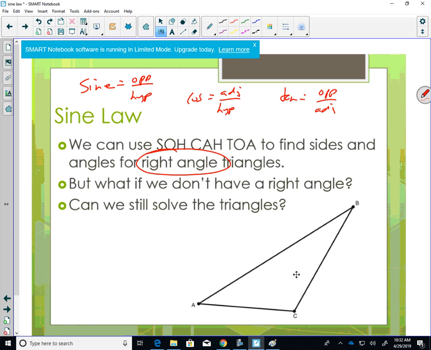It's an acute triangle, right? Acute or obtuse or isosceles. Isosceles is a fun word to say.